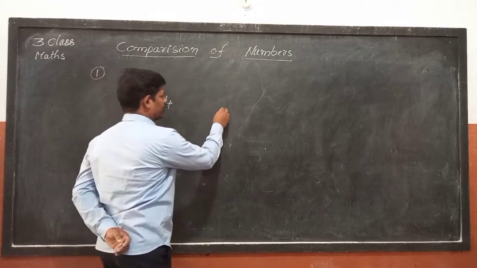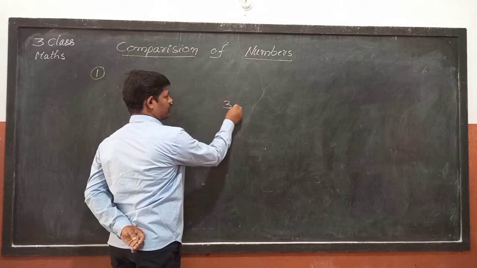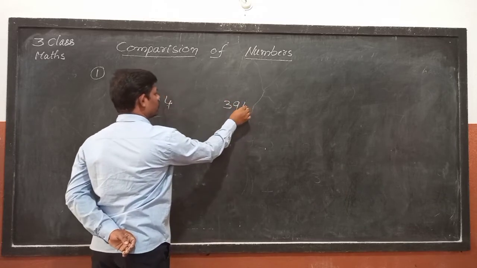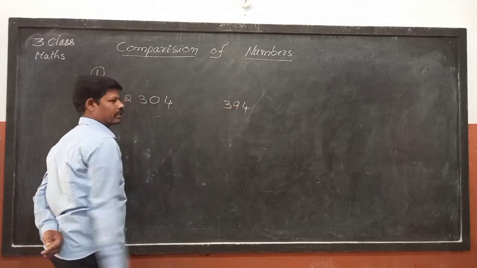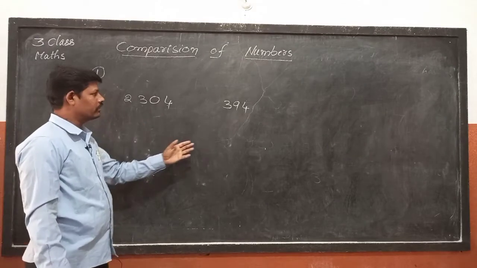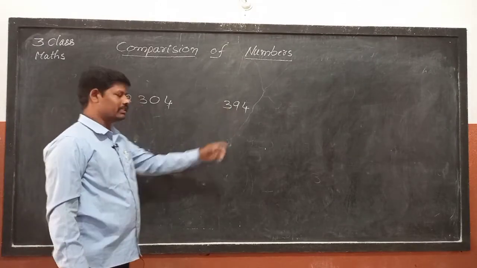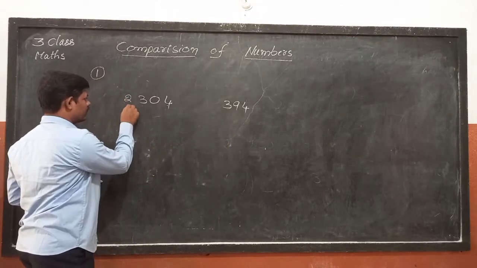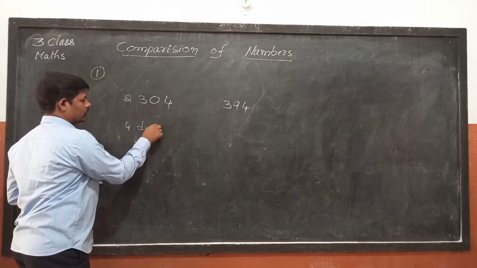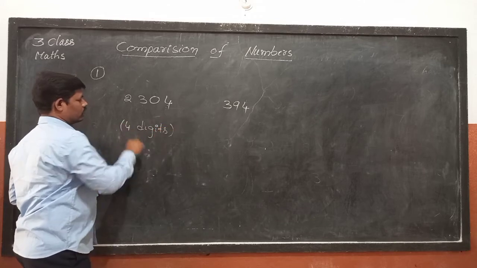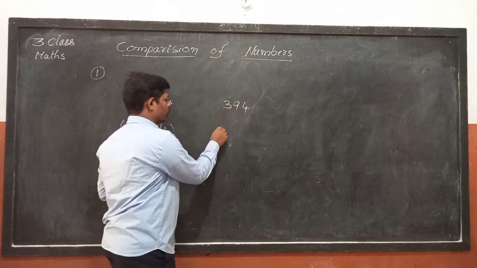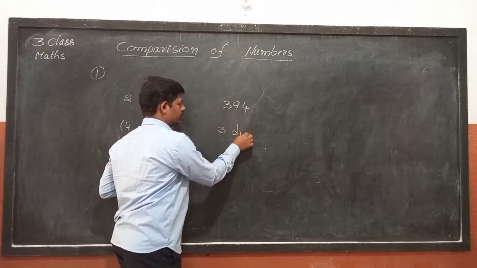You take another number also. For example, 394. Here 1, 2, 3, 3 digits are there. In the first number, 4 digits are there. In this number, 3 digits are there. How many digits are there here? 1, 2, 3, 4. 4 digits. Here how many digits are there? 1, 2, 3. Only 3 digits.